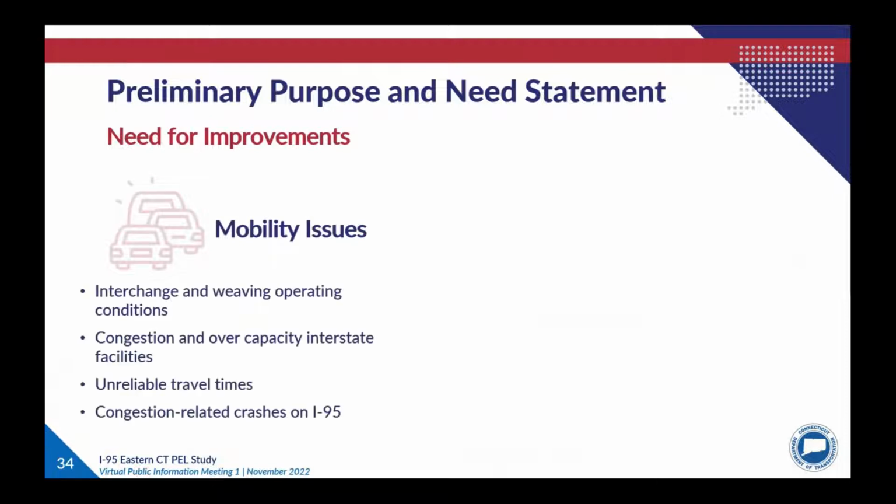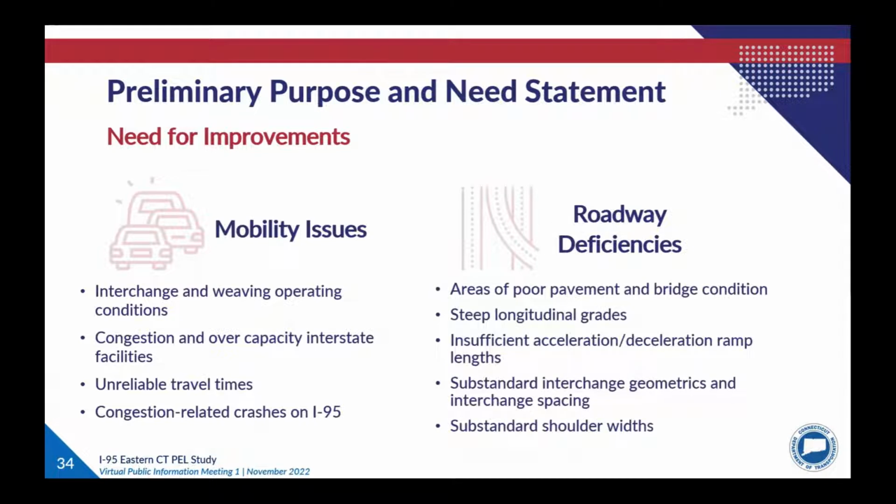The mobility issues we have identified so far include interchange and weaving operating conditions, congestion and overcapacity interstate facilities, unreliable travel times, and congestion-related crashes on I-95. The roadway deficiencies we have identified so far include areas of poor pavement and bridge condition, steep longitudinal grades, insufficient acceleration and deceleration ramp lengths, substandard interchange geometrics and interchange spacing, and substandard shoulder widths.